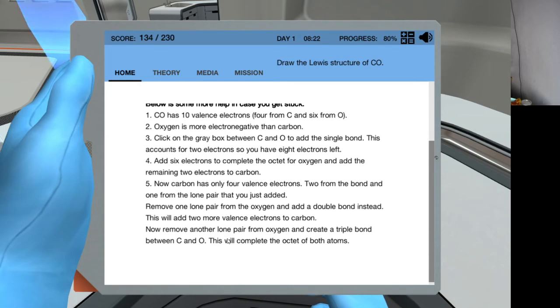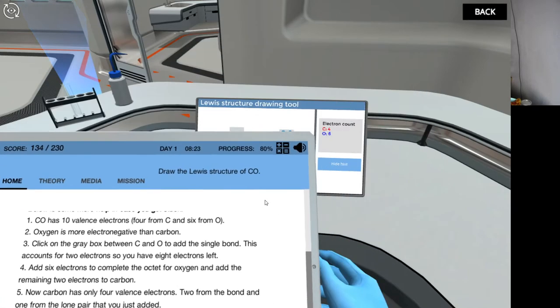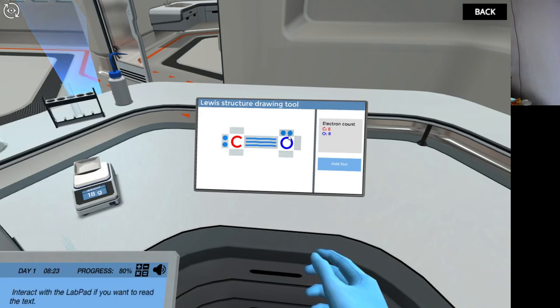Add 6 electrons to complete the octet of oxygen, and add the remaining 2 electrons to carbon. Carbon has only 4: 2 from the bond and one pair that you just added. Remove one pair from the oxygen, add a double bond instead. The C and O are connected by a triple bond. CO is also known as carbon monoxide, which is a highly poisonous gas. It occurs as a result of incomplete burning of fuels, such as coal, wood, oil, kerosene, and natural gas.